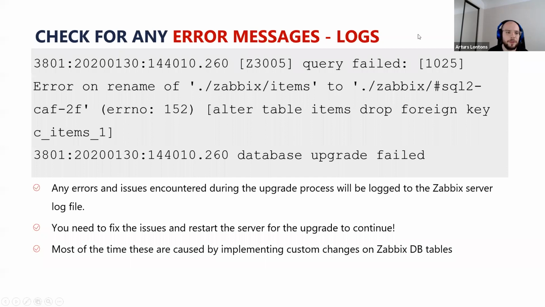Of course, after the upgrading, take a look at the error messages in your log file. Any errors encountered during the upgrade process will be logged to the Zabbix server log file. Fix these issues. Over here, looks like we have a query failed. Fix the root cause of this. I think the query that failed was dropping a foreign key, so maybe it's missing. We need to re-add it. Fix this, restart the server, and watch the upgrade proceed.